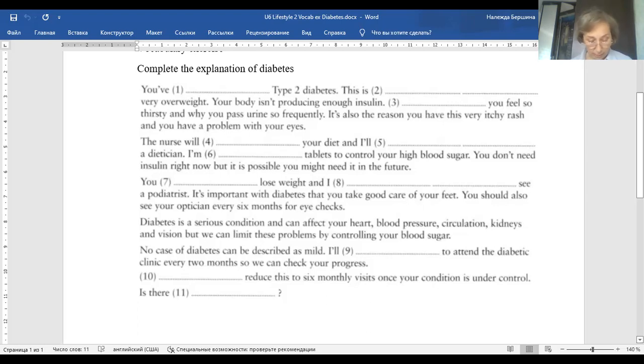And number 10, Shema, hello. Yes, we might reduce this to 6 months, to 6-month visits once your condition is under control. And the final phrase is there.